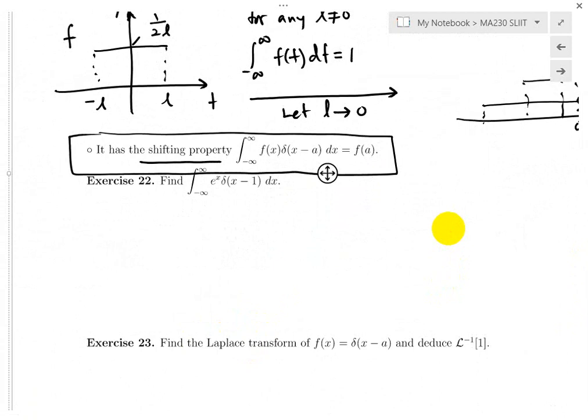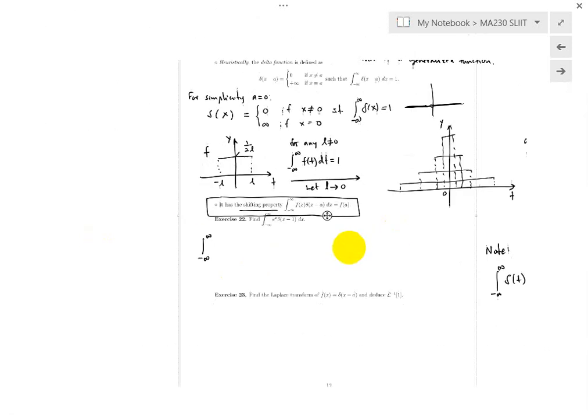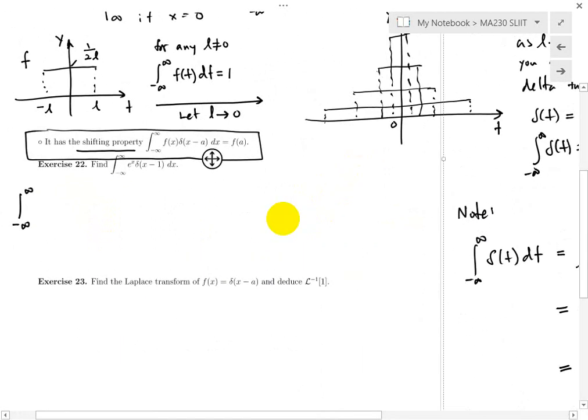Okay, now here's an exercise. We want to find the integral from minus infinity to infinity of the exponential function e to the x multiplying delta x minus 1. So we want to find that integral: e to the x delta x minus 1 dx. So what is the answer for this integral? If you are done, then try number 23 as well. So take a minute.